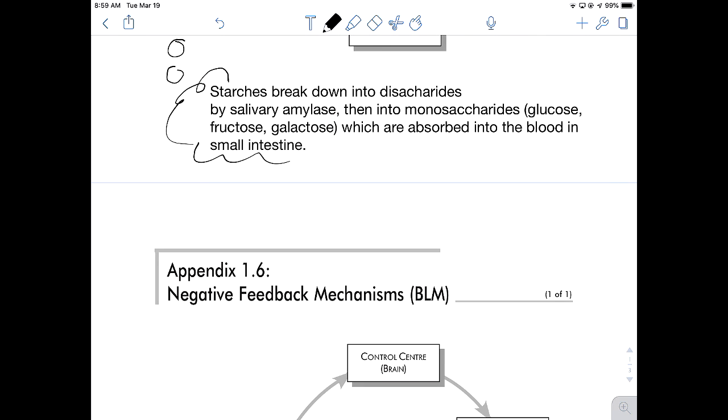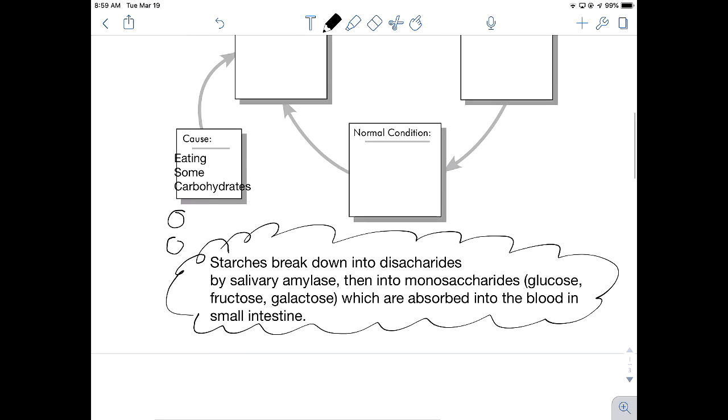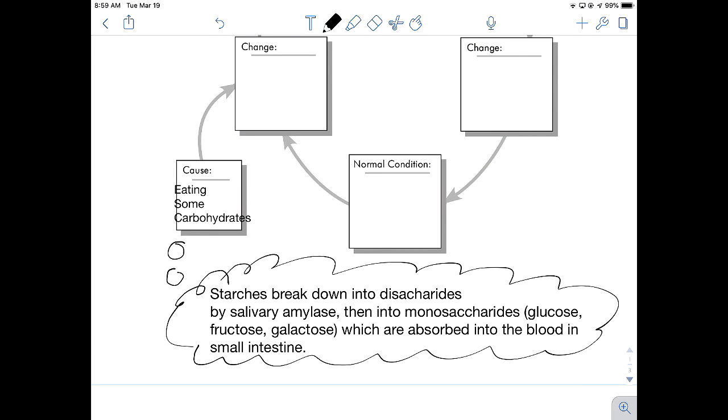Alright, all done. This is my little thought bubble here. So we eat some carbohydrates. If they're starches, then they get broken down into disaccharides by salivary amylase, and then into the monosaccharides by their other enzymes. You have your maltase, your sucrase, your lactase. And then you'll be left with a bunch of the monosaccharides, or the simple sugars. Those simple sugars can be directly absorbed by the blood and transported around the body. Sucrose and glucose and those things can be absorbed into the cells and broken down to form ATP and other energy sources.